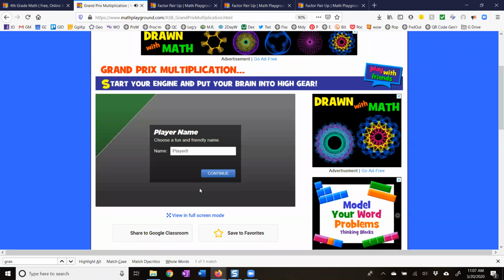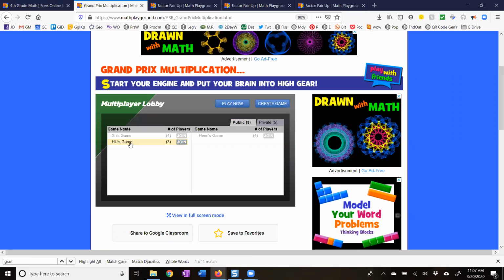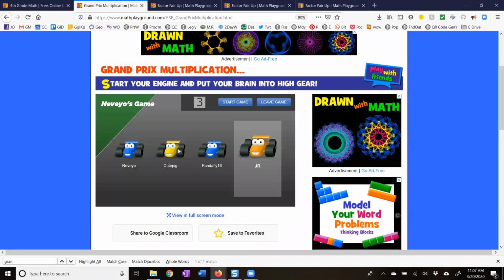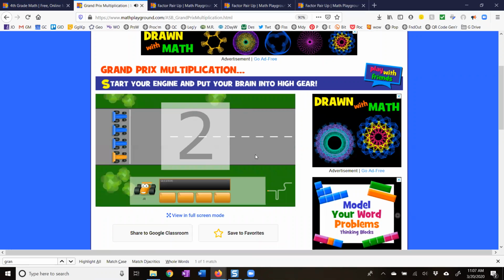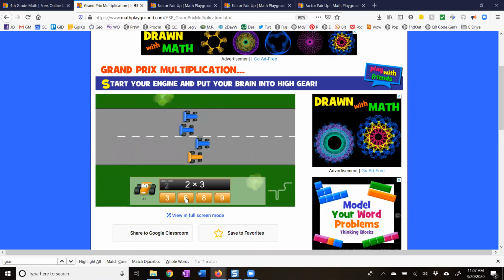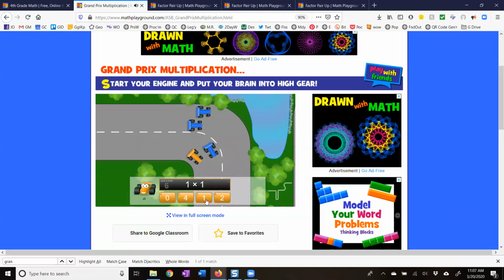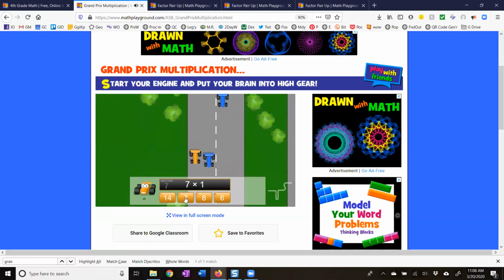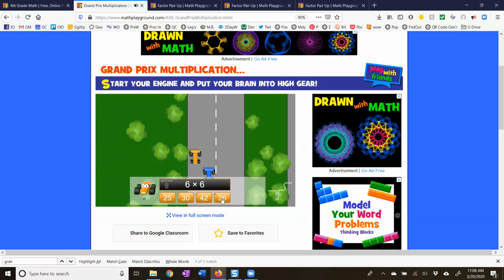This game is played similar to the other one. You give yourself a name. And you can join some other public games that are on there. And here we go. I'm playing against the other kids. And it's multiplication practice. So you click the answer. Get one wrong here. It tells you the right answer. And the faster you are and the more correct you are, the better you'll do.